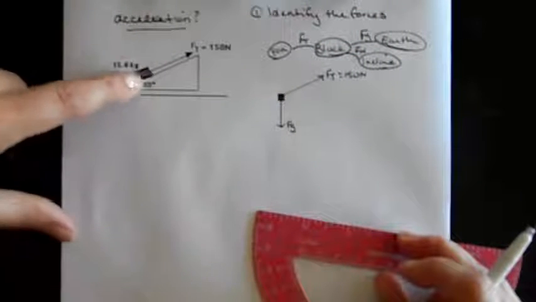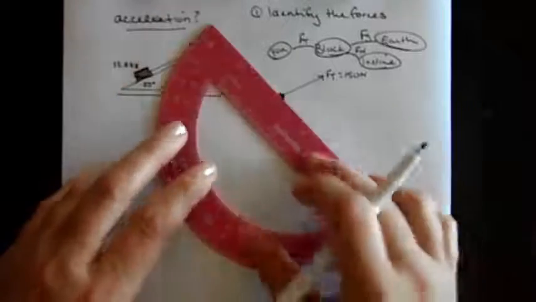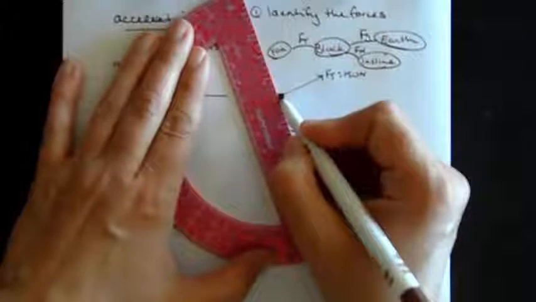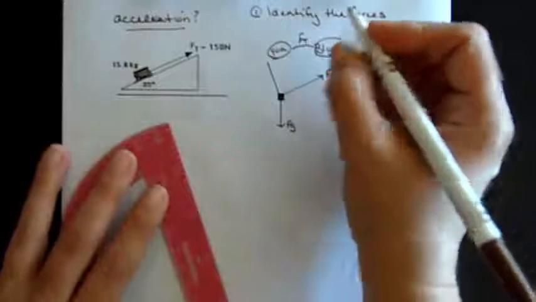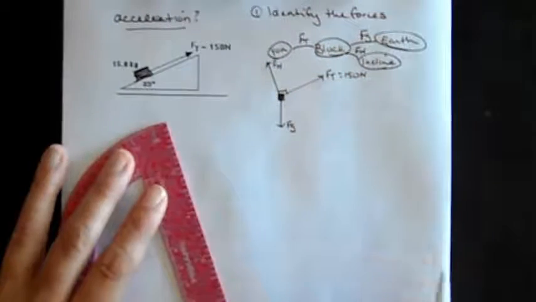And then we also have our normal force. Our normal force acts perpendicular to the surface. So the normal force is going to be perpendicular to this tension force right here. So this is a right angle.